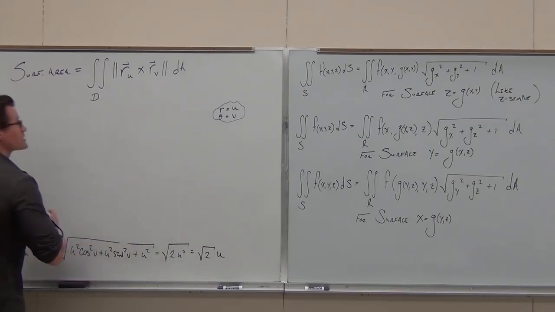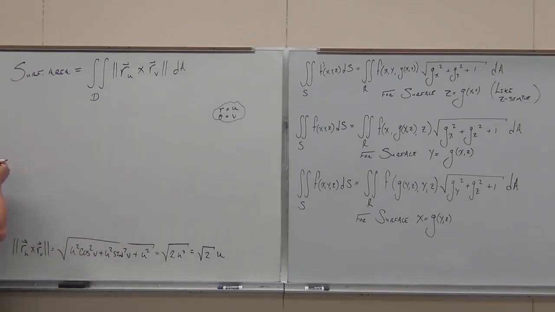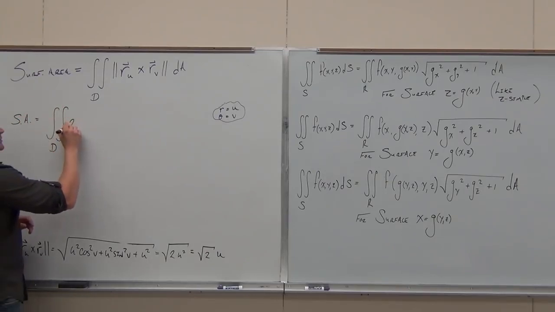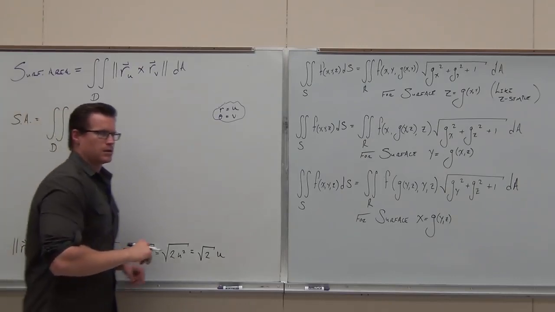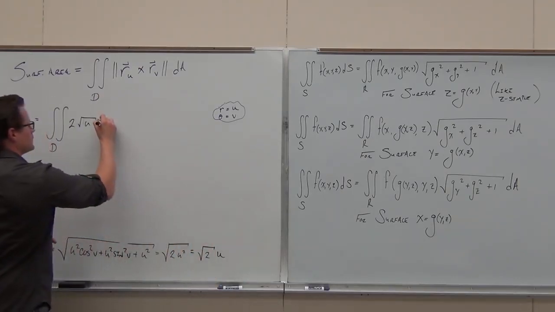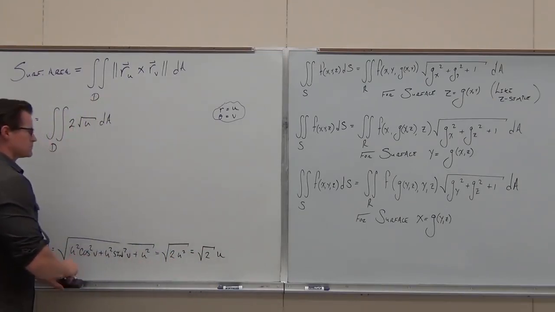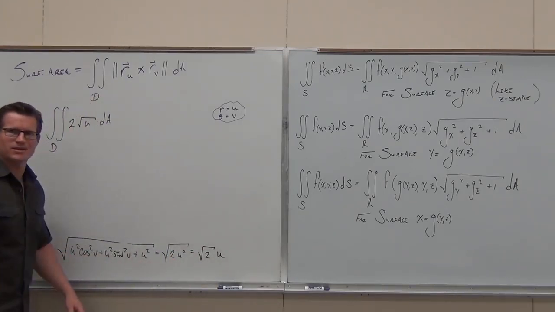So when everything's all said and done, don't skip this step. We have 2 square root u dA. Yeah, that's not the same thing, is it?